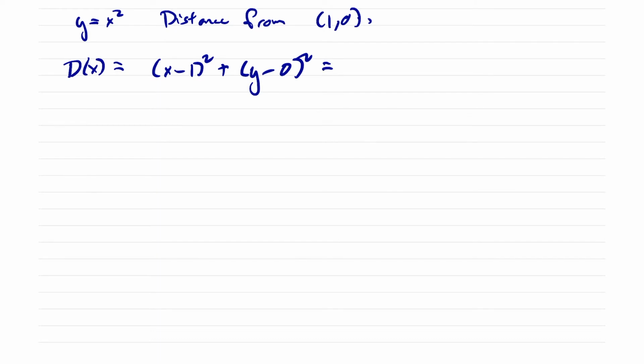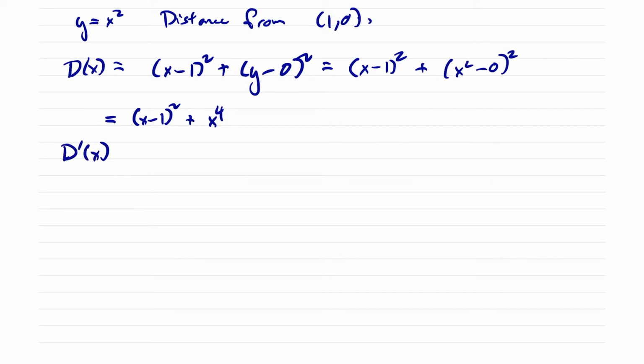Now I can take x minus 1 squared, and we want this in terms of x. Y is implicitly in terms of x, so we have x squared minus 0 squared. This gives us a formula of x minus 1 squared plus x to the fourth. Now, let's take a look at the derivative. D prime of x is going to be 2 times x minus 1 plus 4 times x cubed.